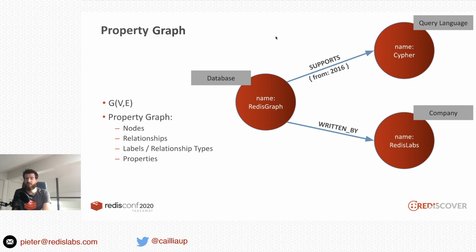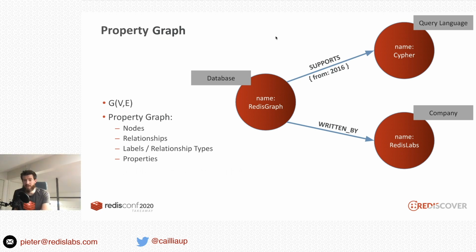Properties are effectively a key-value map or a dictionary. We can see that the node on the left has a property with a key name and a value RedisGraph. And there is also a property on the relationship supports, which is from 2016. So you can read this graph as: RedisGraph is supporting Cypher, which is a query language for graph databases, since 2016, and has been written by Redis Labs.